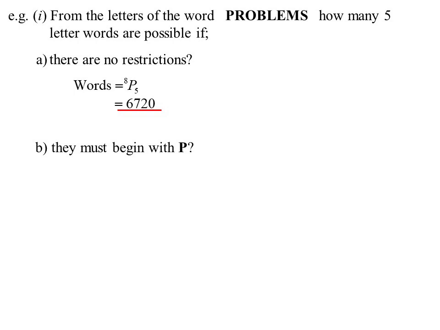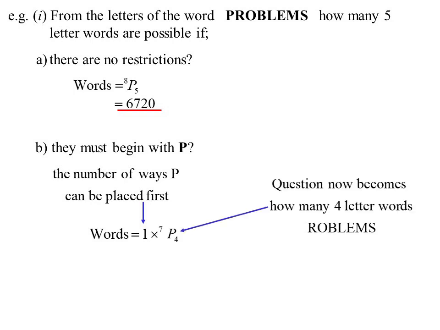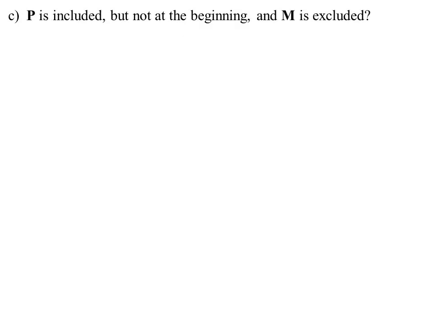Now let's make it fun. Of all these words, they must begin with P. Look after the restriction first. I must begin with P. Well, let's place P in our word. There's only one spot I can put it. It's got to be at the start. So one way I can do that. Now, let's get the rest of them. I need 4 more letters, but I've got 7 letters now. So really, it's like saying, how many 4-letter words can I get from 7 letters? Bingo, 840.